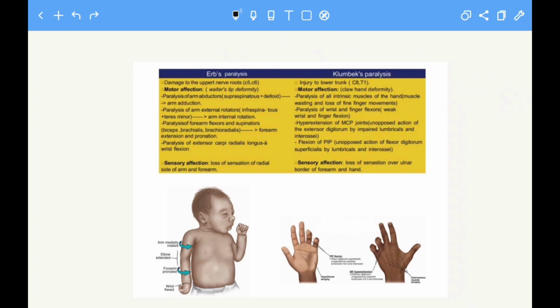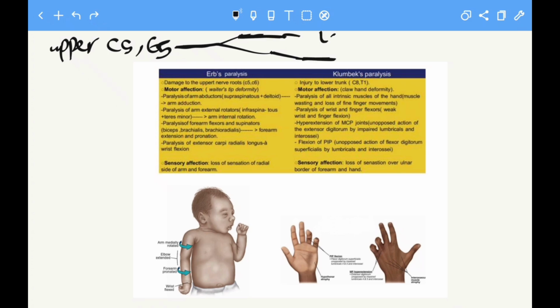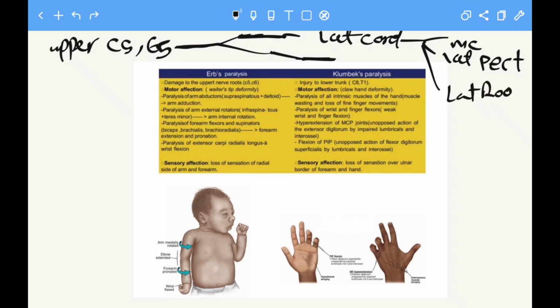Okay, Erb's paralysis occurs due to affection of the upper trunk. Let's remember the upper trunk, it is mainly from C5, C6, and will divide into anterior division and posterior division. The posterior division will unite with the other posterior divisions, and the anterior division will form the lateral cord. The lateral cord will form the musculocutaneous nerve, the lateral pectoral nerve, and the lateral root of median. Okay.